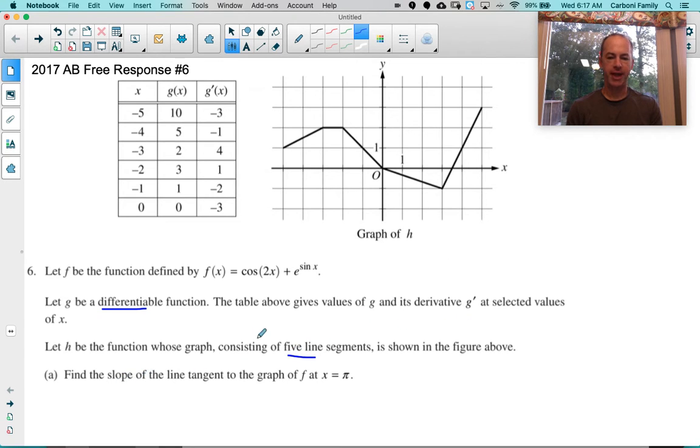And so question A, find the slope of the line tangent at x equals pi, just means find f prime of pi. So to do that, first we need to establish what the derivative is. This is a chain rule. This one's fairly straightforward. f prime of x is going to be, the derivative of cosine is negative sine 2x times the derivative of the inside, so I'll stick a 2 in front, plus, and the derivative of e to the sine x is e to the sine x times the derivative of sine, so it'll be cosine x times e to the sine x.